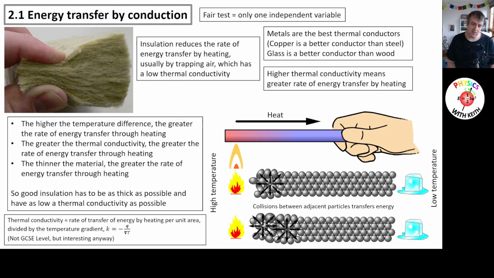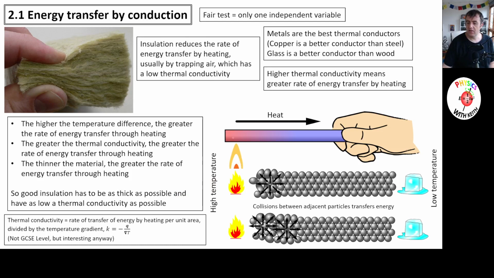But what else affects the rate of energy transfer? Well, you can see from this equation that K is proportional to Q. So if I have a material, a medium, a substance that has a higher conductivity, then we'll get a greater rate of energy transfer by conduction through that medium. It will conduct better, has a higher thermal conductivity, so that makes sense.